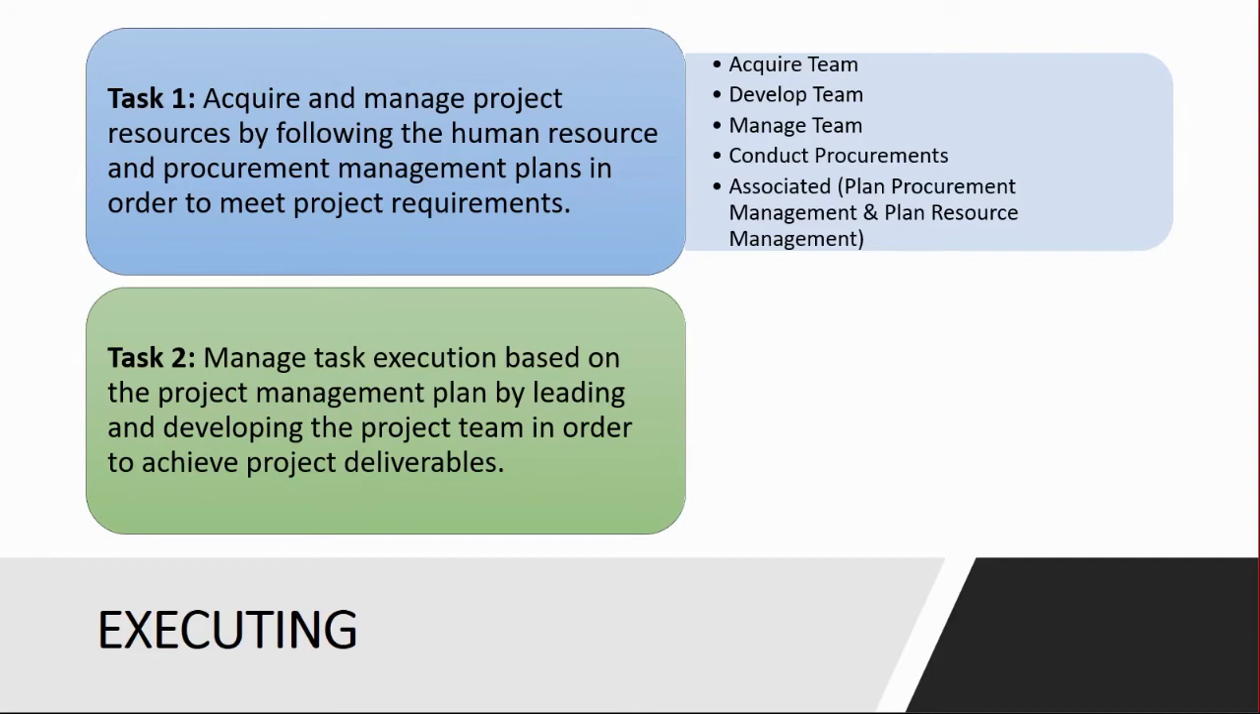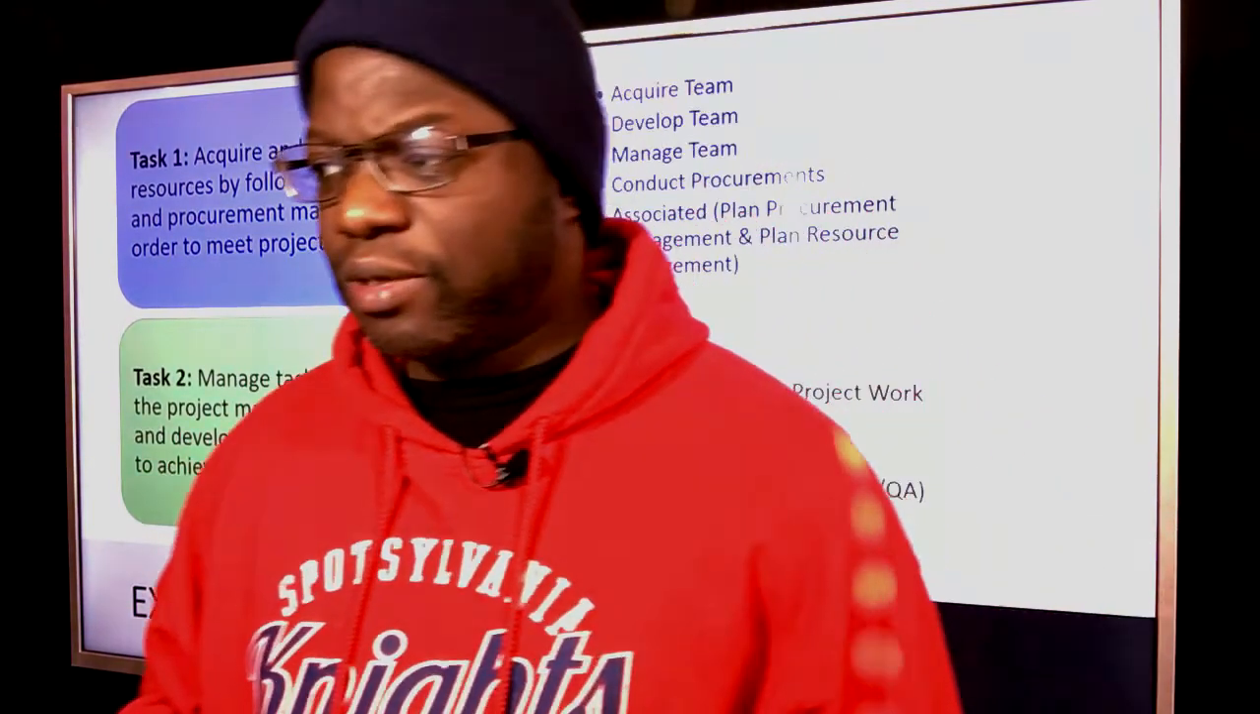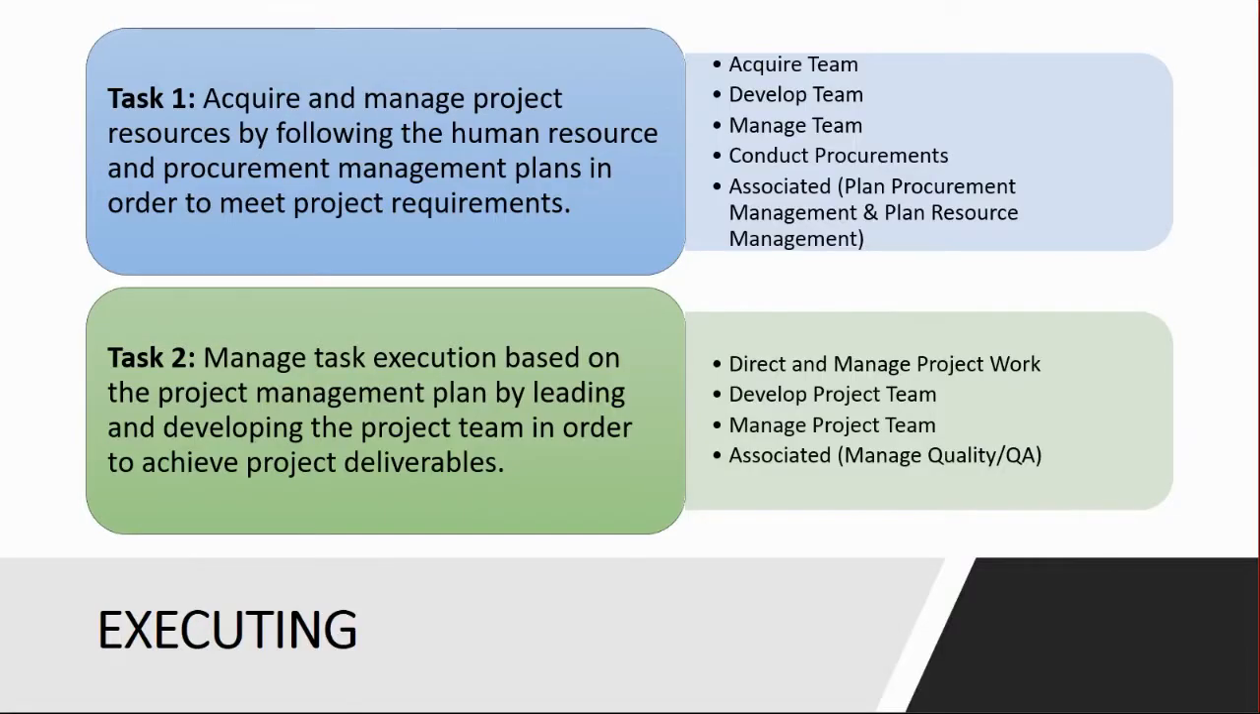And it also says developing the project team. That's the develop project team or develop team process, depending on the PMBOK guide you're studying. And the reason is, in order to achieve project deliverables, deliverables are an output of direct and managed project work. So this particular process has direct and managed project work written all over it. It also has the develop team and the manage team processes, and also quality assurance.